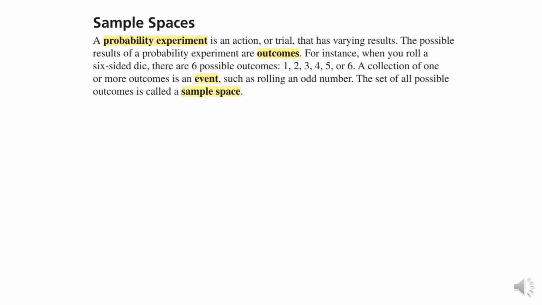So let's get started. A probability experiment is an action or trial that has varying results. The possible results of a probability experiment are outcomes. For instance, when you roll a 6-sided die, there are 6 possible outcomes: 1, 2, 3, 4, 5, or 6. A collection of one or more outcomes is an event, such as rolling an odd number. The set of all possible outcomes is called a sample space.